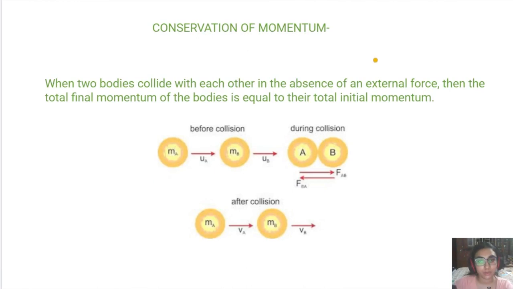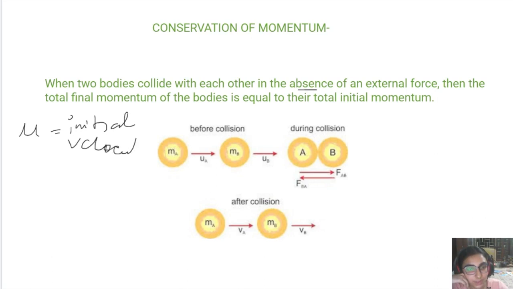So now we talk about another aspect of momentum, which is conservation of momentum. Okay. So what does it say here? When two bodies collide with each other in the absence, this is important, absence of an external force, the total final momentum of the bodies is equal to their initial momentum. Okay. So here we have a ball of mass MA, initial velocity UA. Here U stands for initial velocity and V is final velocity.